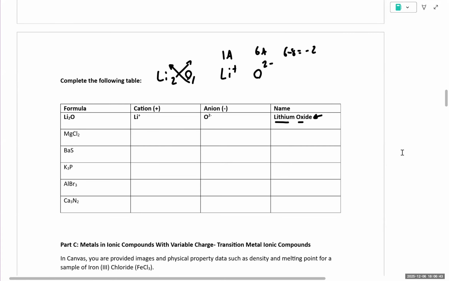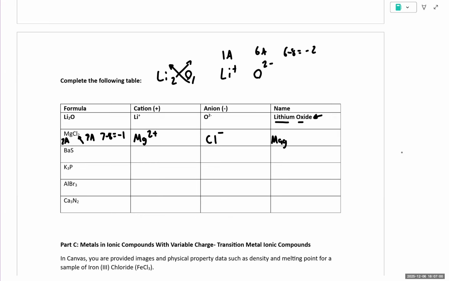For MgCl2, magnesium is a 2A element, so we predict it to have a 2 plus charge. Chloride is a 7A element. 7 minus 8 gives us a -1 predicted charge, which would be Cl minus. We name the cation, which is magnesium. Then we name the anion, which is chloride. So this would be magnesium, instead of chlorine, it's magnesium chloride. Wonderful. With this example, I'd like you to complete the remaining problems in this table independently.